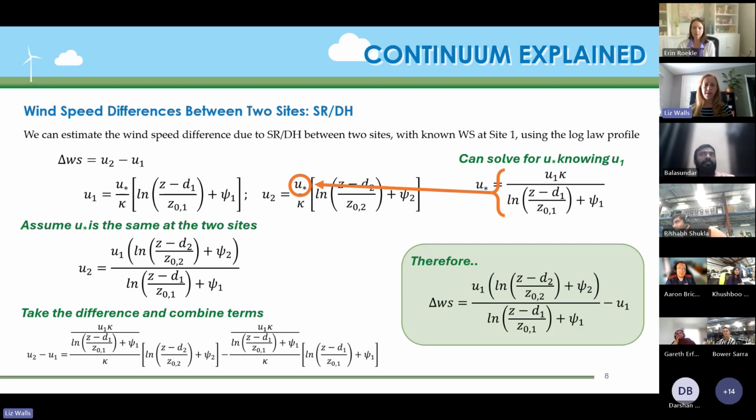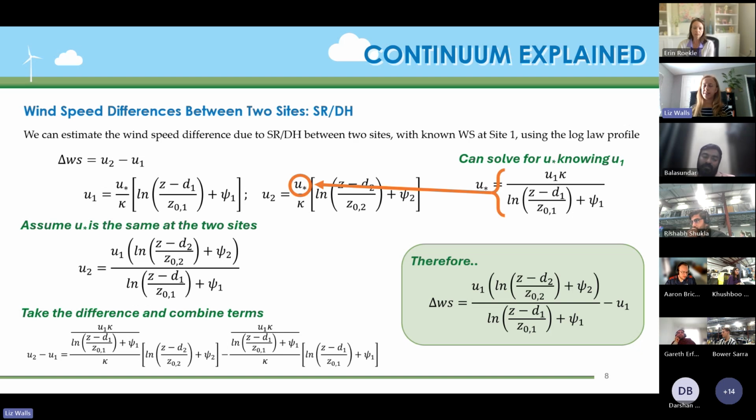So if we make that assumption, then we can plug in the definition of the friction velocity that we have expressed in terms of the wind speed 1 into the equation for the log law at site 2. So when we do that, this shear profile at site 2 looks like this equation here. All we've done, again, is just substituted in the definition of friction velocity, where we have it in terms of the wind speed at site 1 and the log law profile at site 1. Okay, great. So now we can express site 2 in terms of site 1 parameters, as well as the difference between the roughness and displacement height at the two sites.